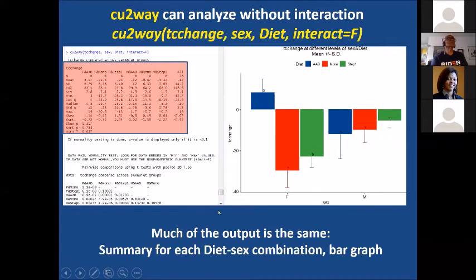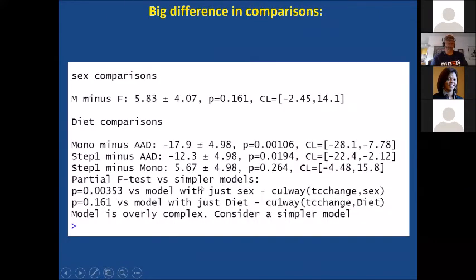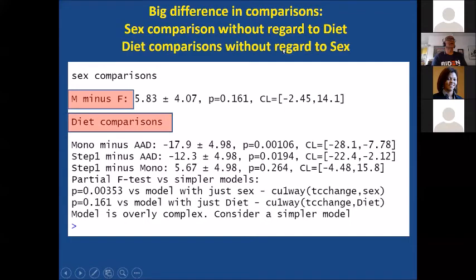There's no interaction. So the initial output would look the same, but the comparisons are a lot different. There are a lot fewer comparisons being made because we don't have interaction. So there is just one sex comparison, M minus F. You don't have M minus F in the different diets. And then only 3 diet comparisons. There is just one mono minus AAD. You don't have mono minus AAD in F and M and then comparing the two and so on. All that is gone. And so you have the sex comparison without regard to diet and the diet comparisons without regard to sex.